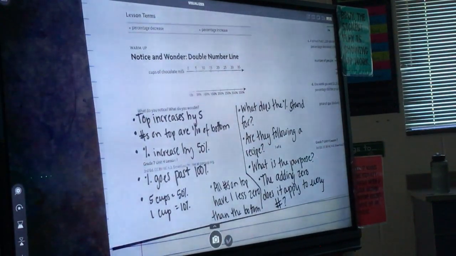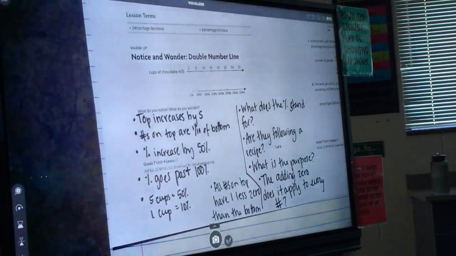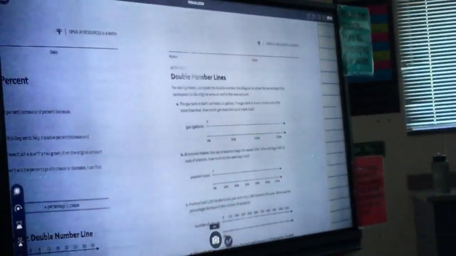All right, good notices and good wonders. No right or wrong here. All right, we don't know the purpose. We don't know if we're following a recipe. We just know that we have a double number line. The top numbers represent what? What do the top numbers represent? Sabrina. The cups of chocolate milk. All right, slide over to your first activity.